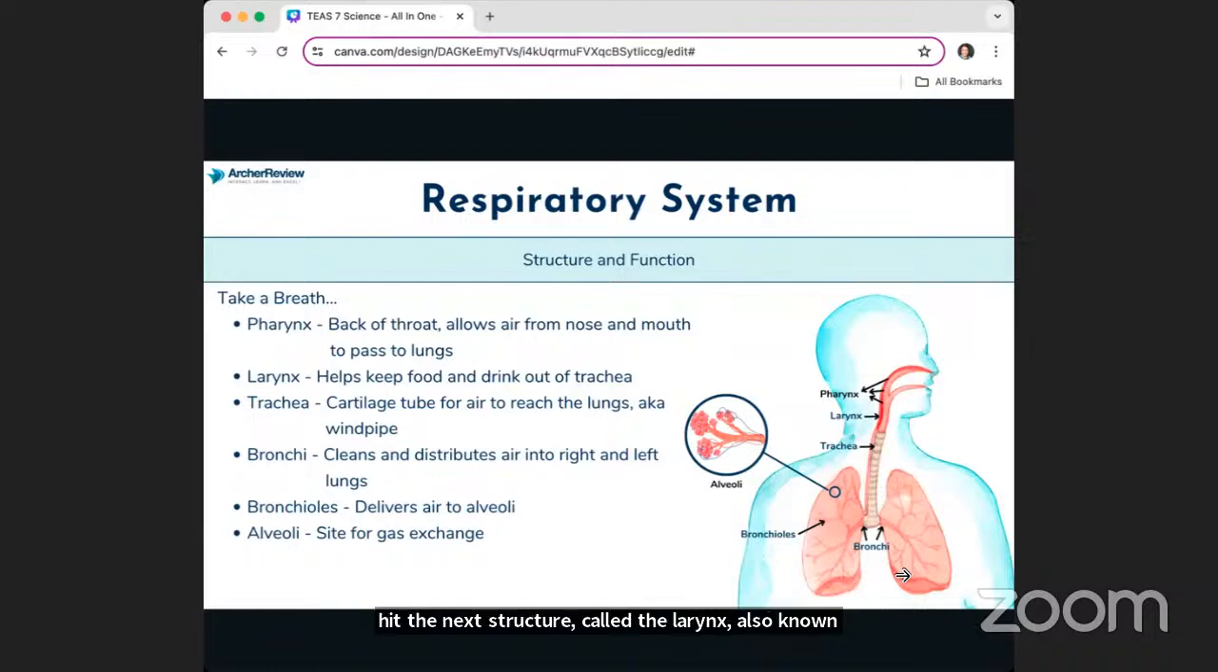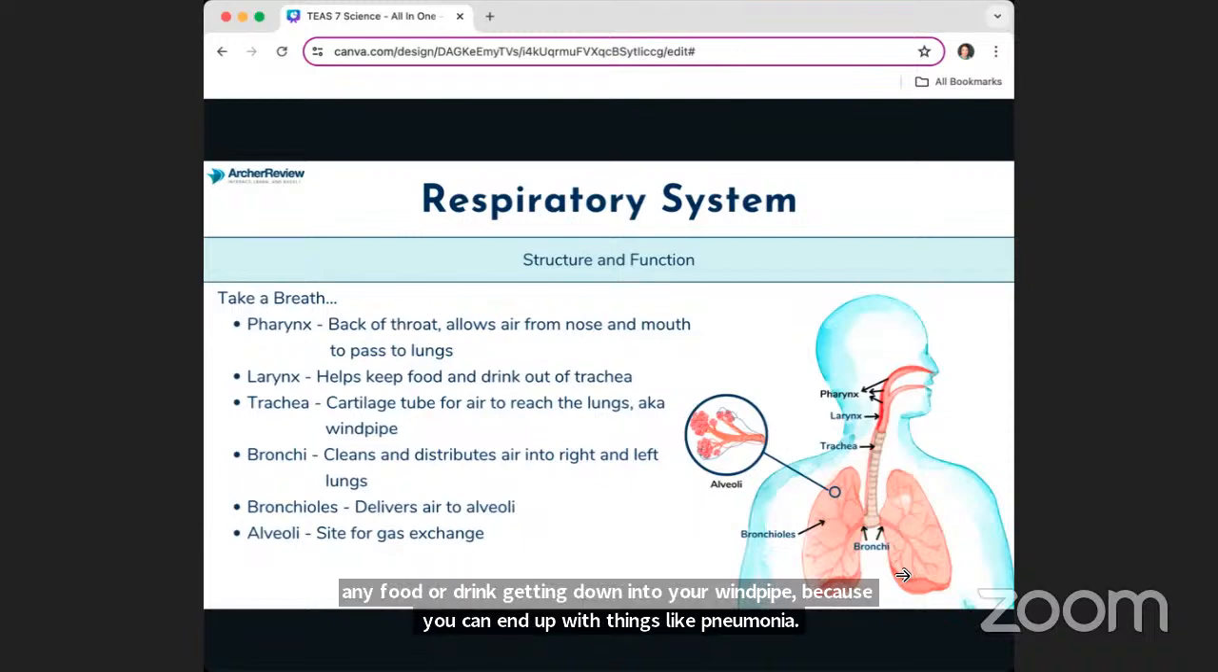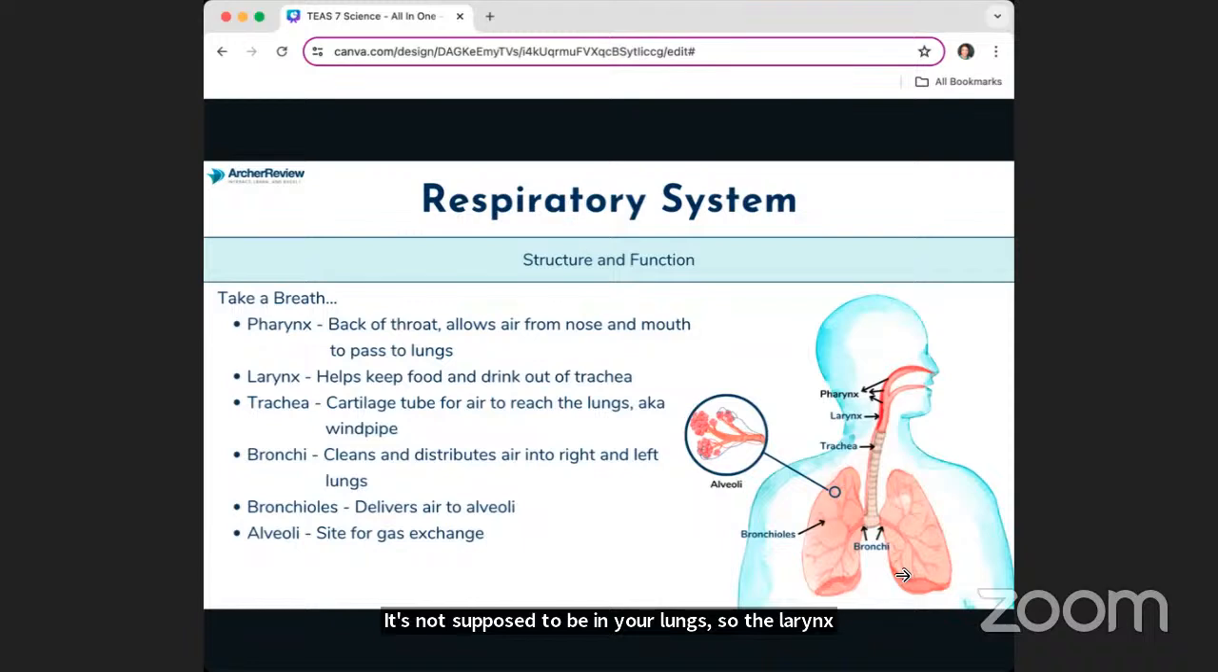The larynx helps to keep food and drink out of the next structure called the trachea. This is your windpipe, the trachea, and you don't want any food or drink getting down into your windpipe because you can end up with things like pneumonia. It's not supposed to be in your lungs. So the larynx helps to keep food and drink out of the trachea, and the trachea is that long windpipe made up of cartilage, and it's a tube for air to eventually reach the lungs.